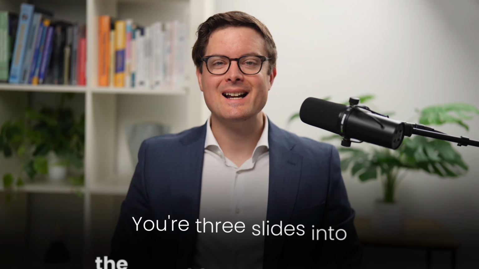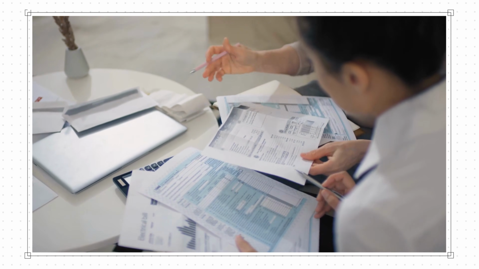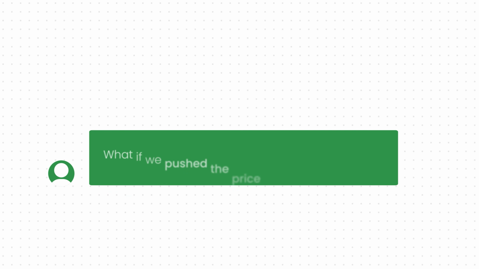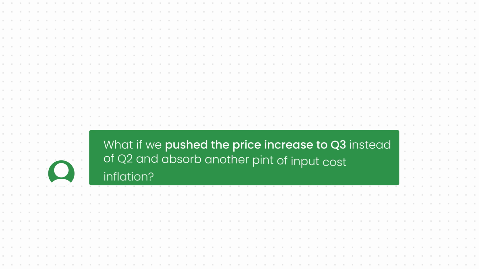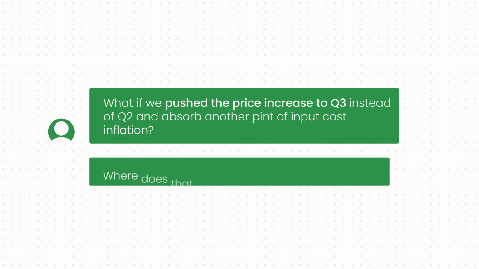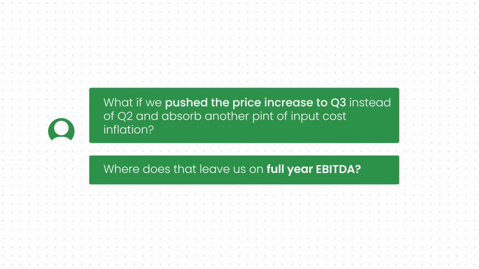You're 3 slides into the monthly business review. The CFO is leaning forward. She's looking at your gross margin walk and she says, what if we push the price increase to Q3 instead of Q2 and absorb another point of input cost inflation? Where does that leave us on full year EBITDA?